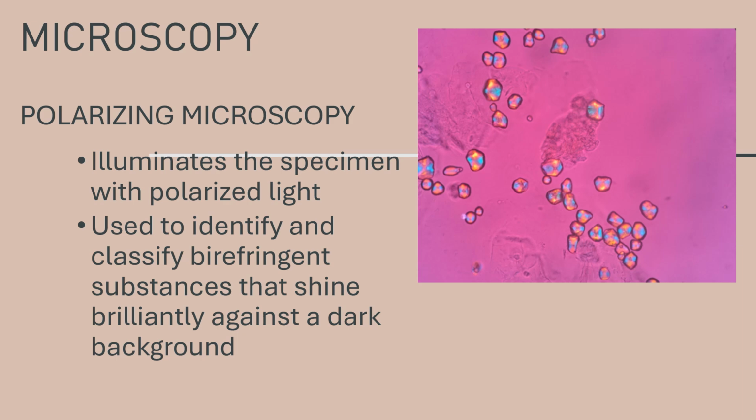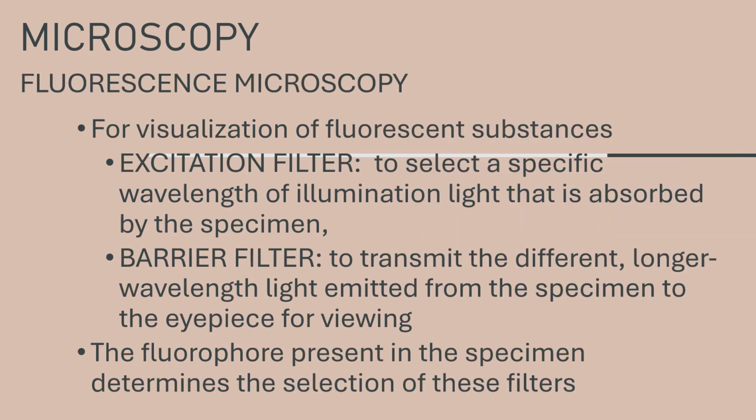For your polarizing microscopy, this one illuminates the specimen with polarized light. It is used to identify and classify birefringent substances that shine brilliantly against a dark background. Again, this one is used for the identification of cholesterol in oval fat bodies, fatty casts, and crystals.